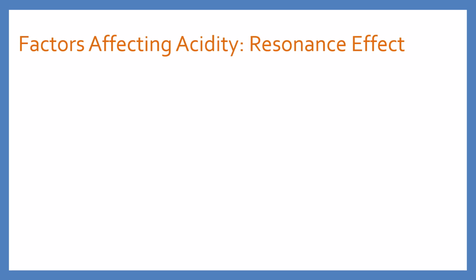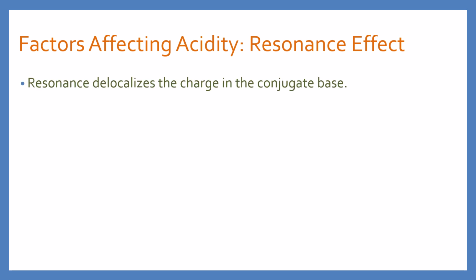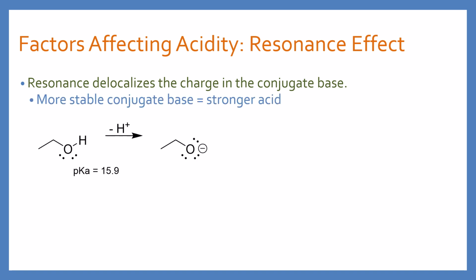So let's talk about the factors that affect acidity in larger molecules. This first one is the resonance effect. Now, if acidity is all about stabilizing that conjugate base, we've already talked about why resonance is a stabilizing force. So let's look at how that affects acidity. Resonance delocalizes the charge in the conjugate base. Remember, more stable conjugate base equals stronger acid.